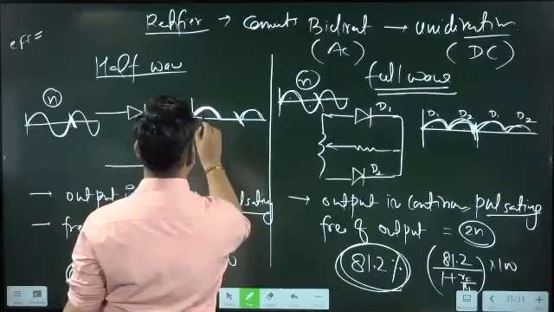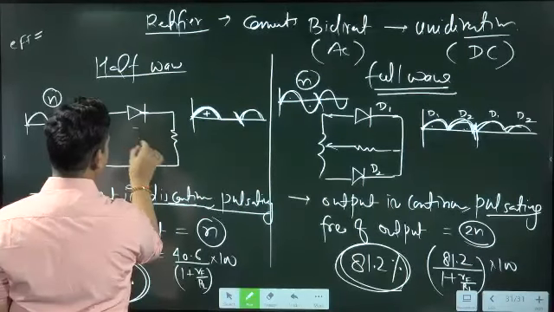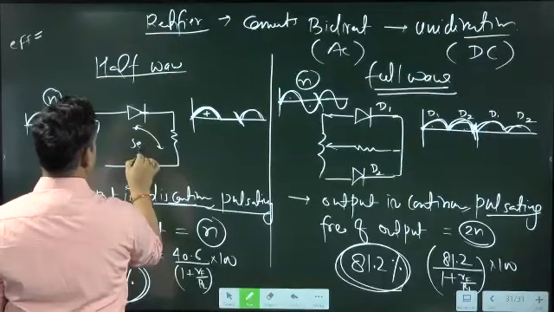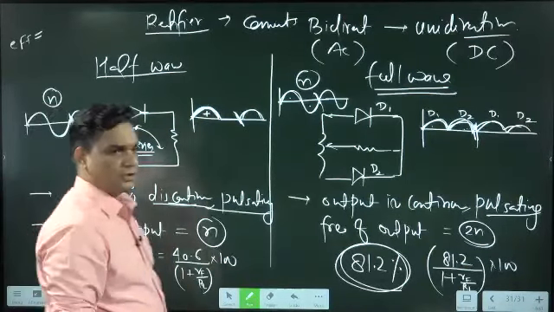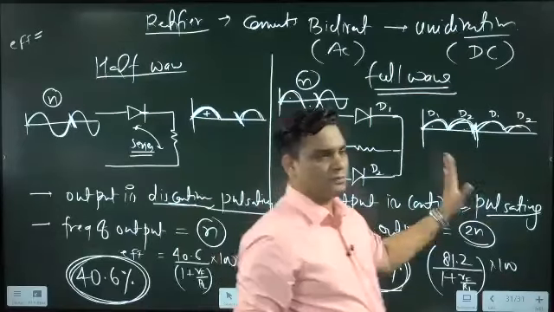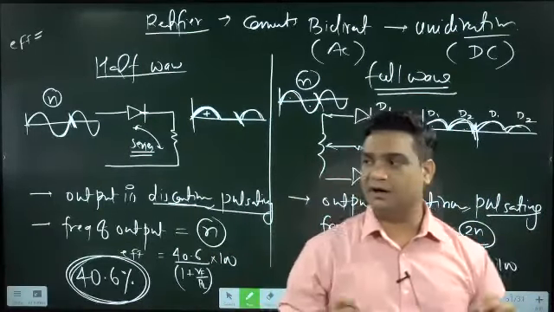Here in the output we are getting the positive cycle. This diode and this resistor are basically in series. They are in series actually. So if this is in series, then we are getting the positive cycle in the output. This is the basic information we need to remember about half wave and full wave given in the NCERT.